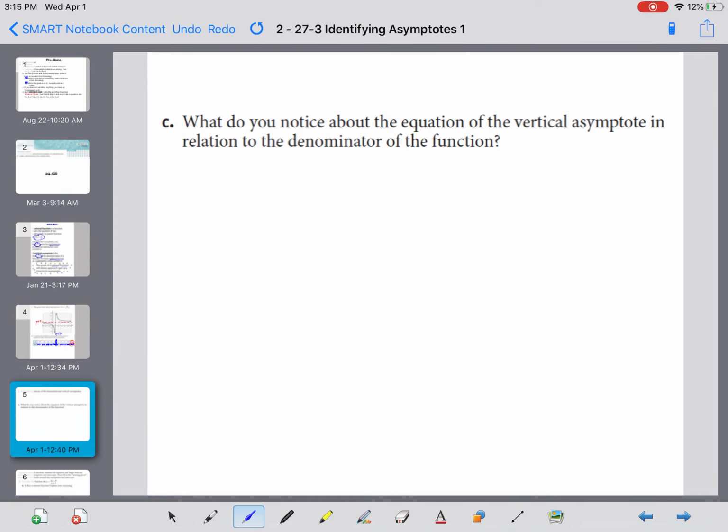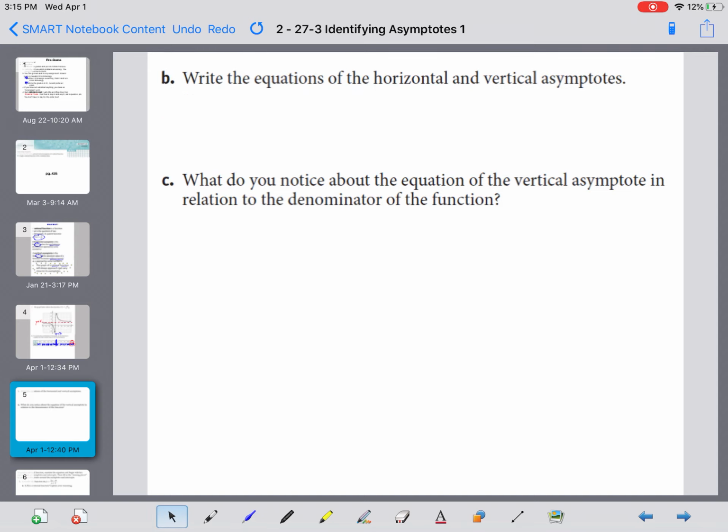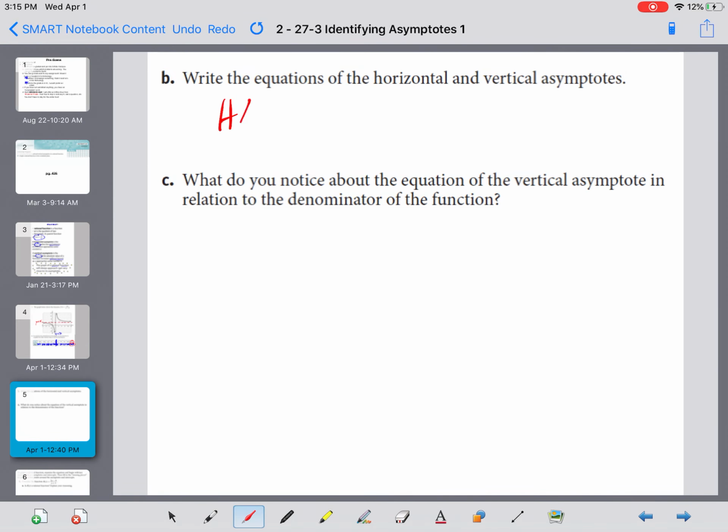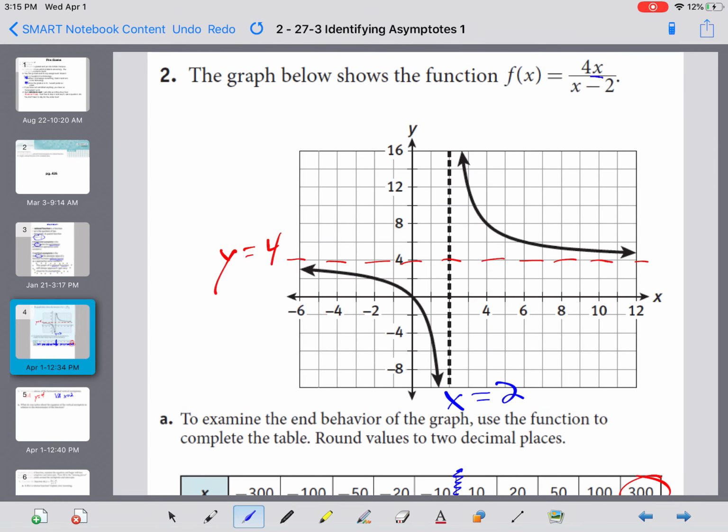Okay. There we go. So you just did that. The equations for the two asymptotes we have back here. The horizontal asymptote in red was y equals 4. And the vertical asymptote in blue was x equals 2. What do you notice about the equation of the vertical asymptote in relation to the denominator of the function? So if you look back at this function, you see that x minus 2, you notice that that's our restriction.